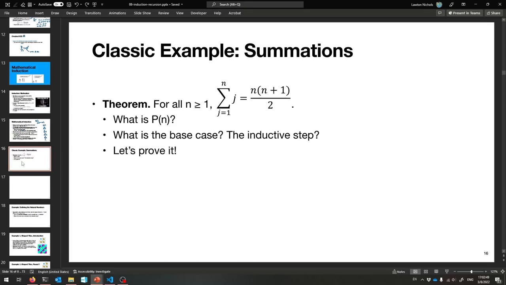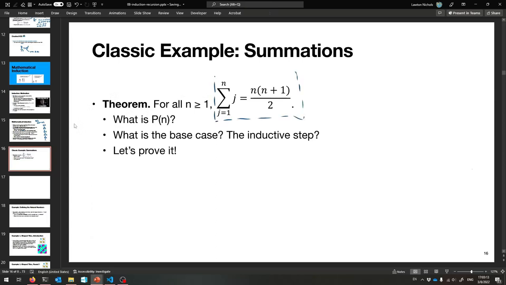All right. So here's the theorem. For all n greater than or equal to 1, this summation is true. That's that simple case that I've been talking about. So this is the theorem. For all n greater than or equal to 1, this summation is equal to this closed form. Now, if we want to use mathematical induction, we have to figure out what is the predicate we're trying to prove for a certain n. Let's figure that out.